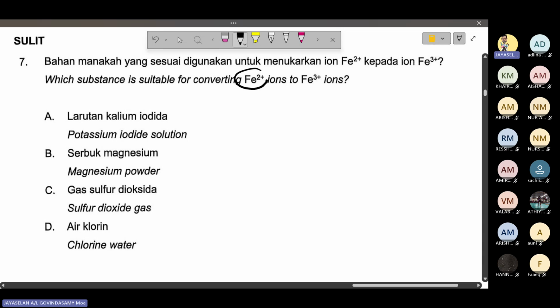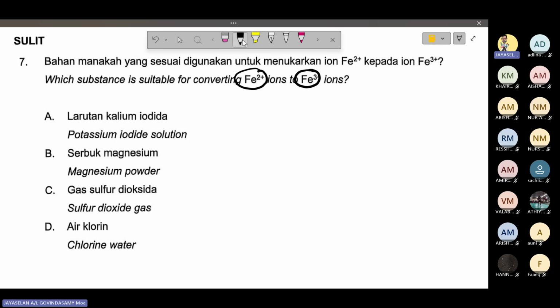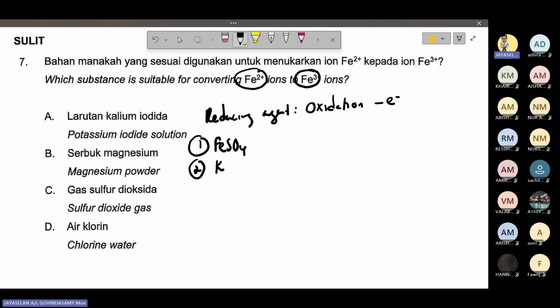Okay, so when you see iron 2 change to iron 3. All right, so iron 2, so must remember this one. So I erase this. Okay, you must remember what are the reducing agent. Reducing agent undergo what reaction? Oxidation. Oxidation means what? Lost electron. Famous reducing agent, remember only three. Iron 2 sulfate. Number 2, KI solution or KBr or KCl. Number 3, y'all remember reactive metals, reactive metal like zinc or magnesium. All right. So iron 2 sulfate, right?